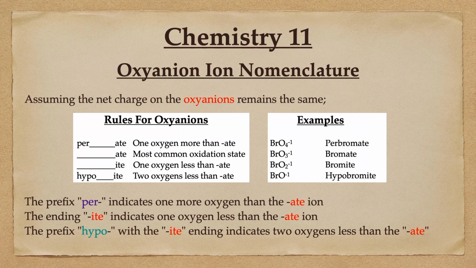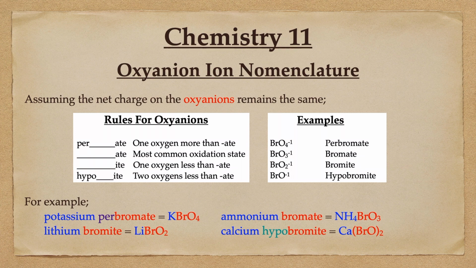The prefix per indicates one more oxygen than ate, ite indicates one less oxygen than ate, and hypo-ite indicates 2 less oxygens than the ate. So potassium perbromate would become KBrO4, ammonium bromate, NH4BrO3, lithium bromite becomes LiBrO2, and calcium hypobromite becomes Ca bracket BrO bracket 2.